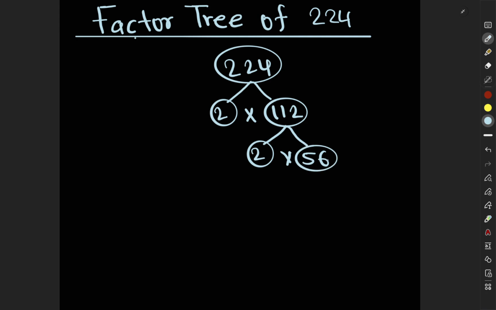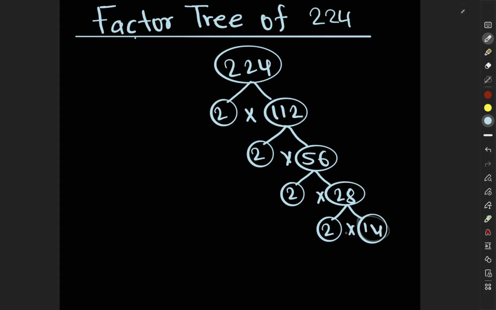2 times 56 means 112, and 56 can be written as 2 times 28. 2 times 28 means 56. 28 can be written as 2 times 14. 2 times 14 means 28, and 14 can be written as 2 times 7. 2 times 7 means 14.